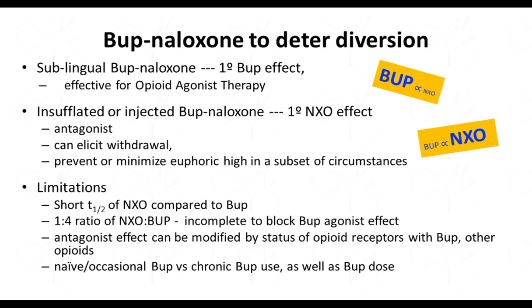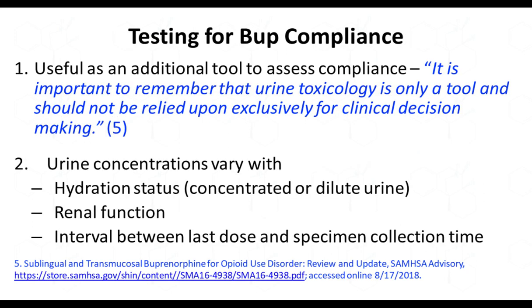And finally, the antagonist effect, that is inducing withdrawal, is somewhat dependent on the status of the patient's opioid receptors at the time that the naloxone antagonist is administered. So if a patient was taking a light dose of heroin or oxycodone, let's say, they might go into withdrawal. If they've been taking buprenorphine chronically at a high dose, it would have less of an effect. So the bottom line is, in public health studies, it is effective to deter diversion, it's just not perfect.